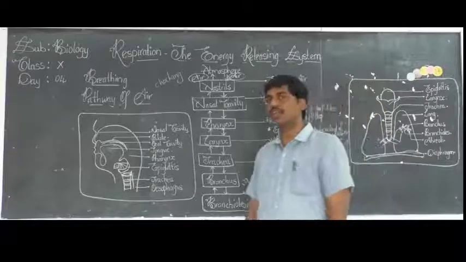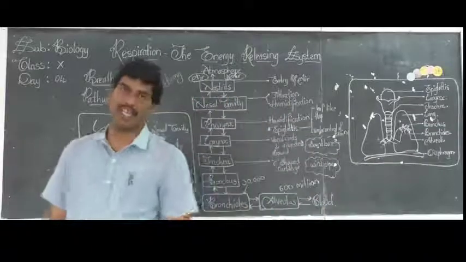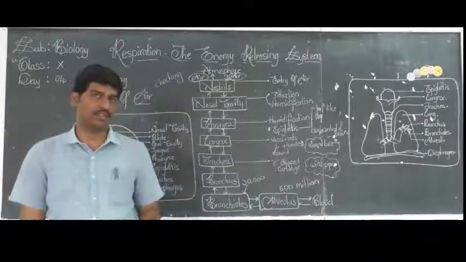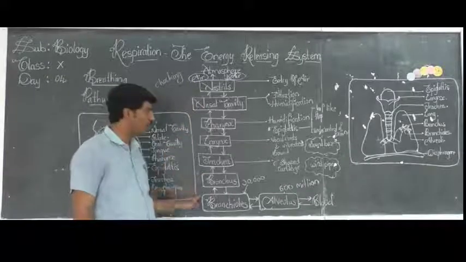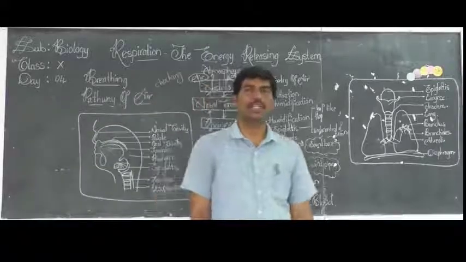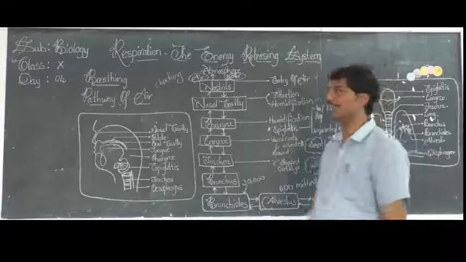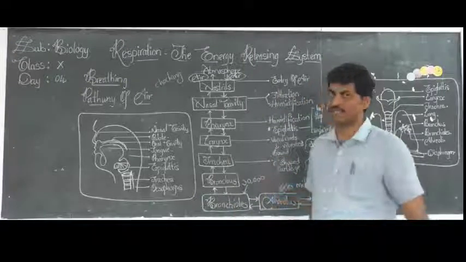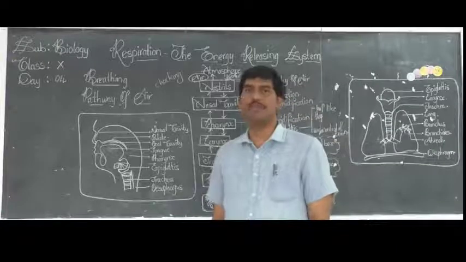And children, today you are going to write down the pathway of air in the form of a flowchart. The first question is the pathway of air in the form of a flowchart like this. Then the second question you are going to attempt is: what is the role of epiglottis in human respiration? Right? So what is the role of epiglottis in human respiration?